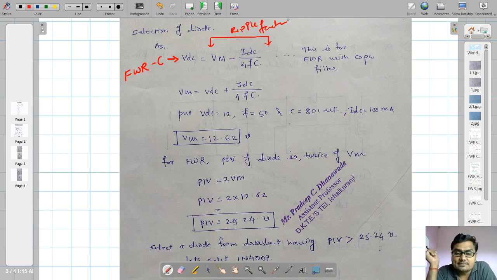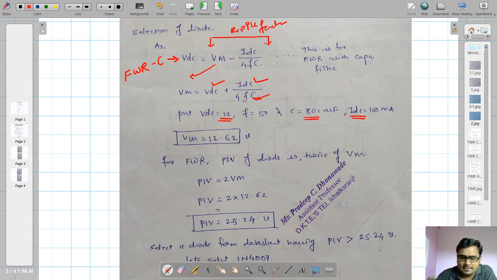Then Vm equals, look at this, I'm just simplifying this. Vm will come to this side. Then what you will get is Vm equals Vdc plus Idc divided by 4fc. Now Vdc is known. How much is it? It is 12 volt. Then IDC is also known. How much is it? 100 milliampere. It is already given in the statement. The value of capacitor, just now we have calculated, it is 801 microfarad.